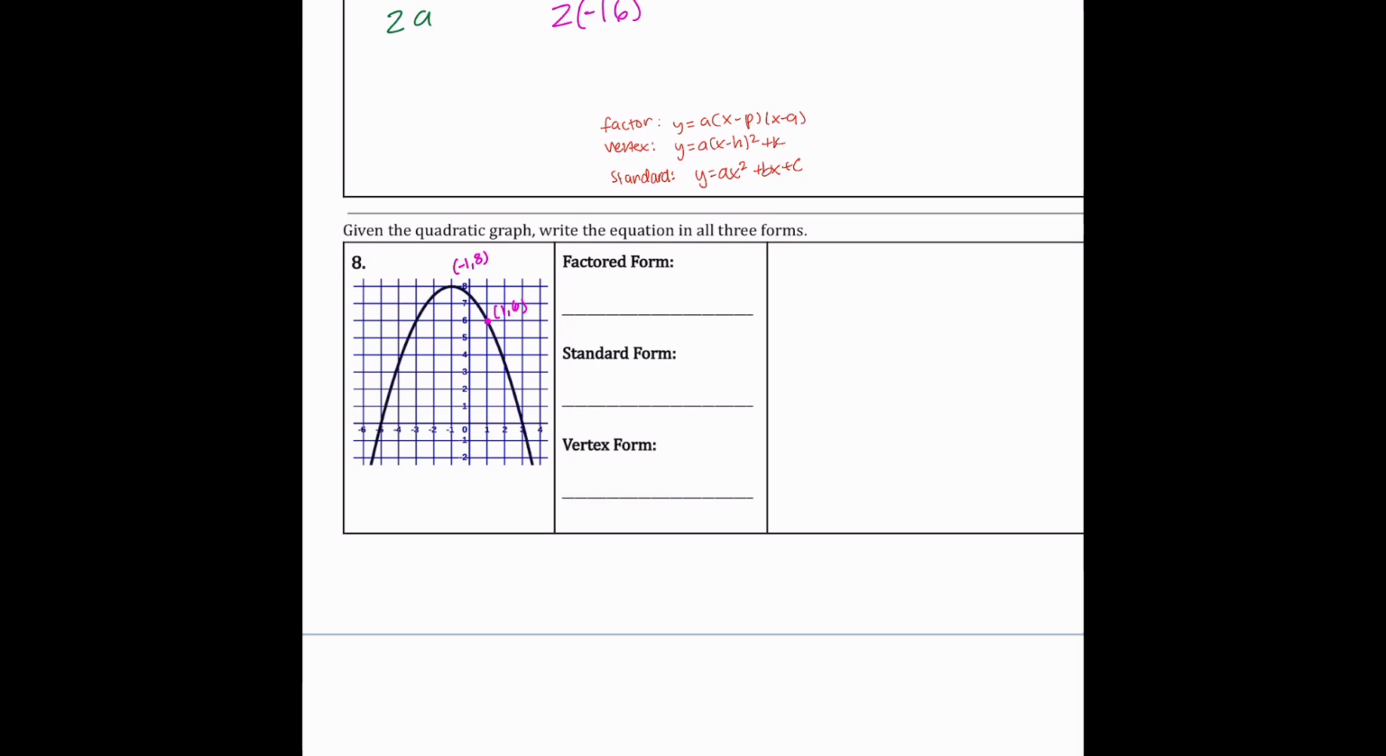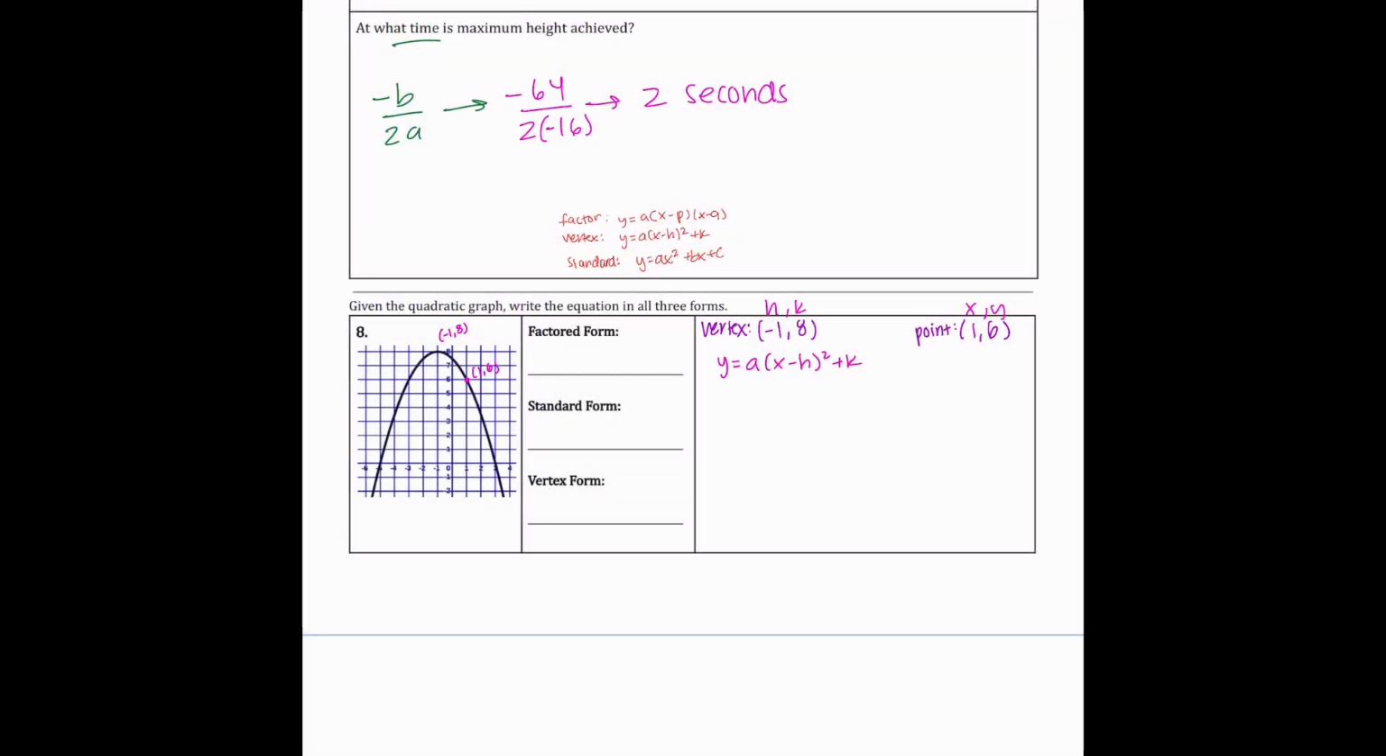All right, I'm going to start with vertex. I already labeled my vertex form and my point, so I do need to know my vertex, and I need to know some point on the graph. I want to find all forms using this graph. So I'm going to start with vertex, and to go from vertex, I need to know my vertex point of my graph and some point on the graph. So my vertex is this, and my point is this.